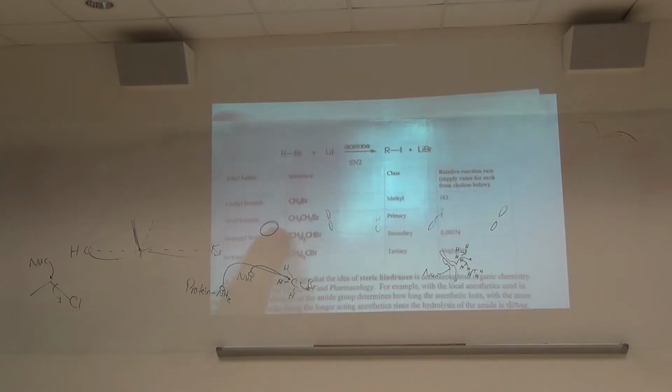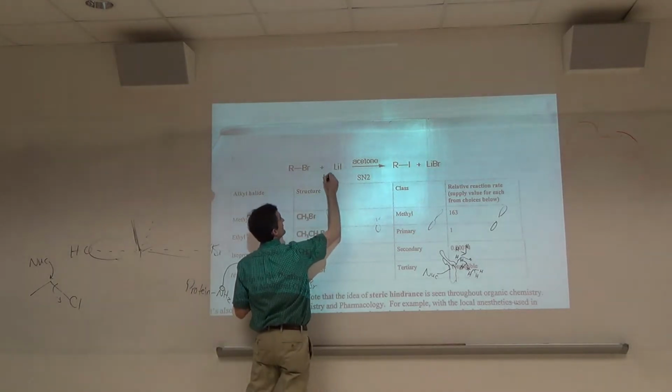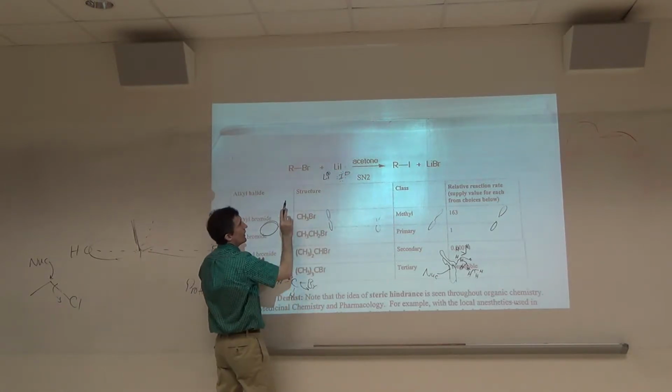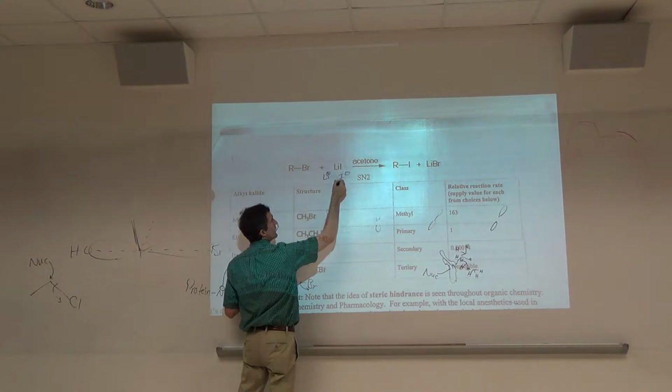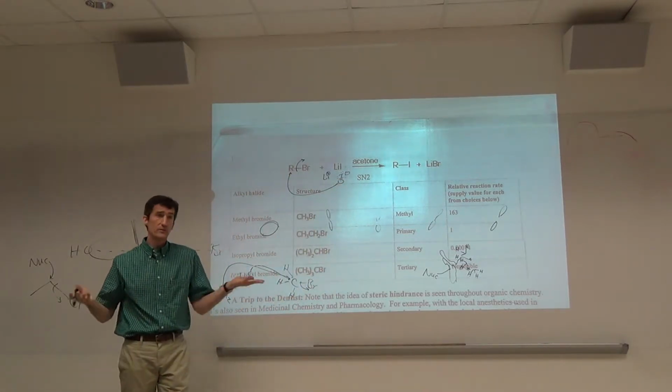This is just a table showing the trends that we just talked about. Lithium iodide, well, that's lithium plus I minus. What we're showing here is really one halogen displacing another. I mean, you can do that.